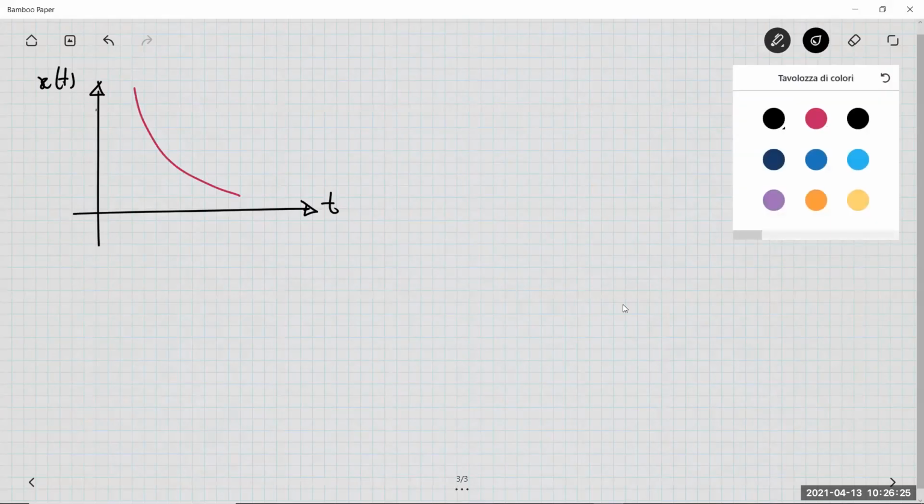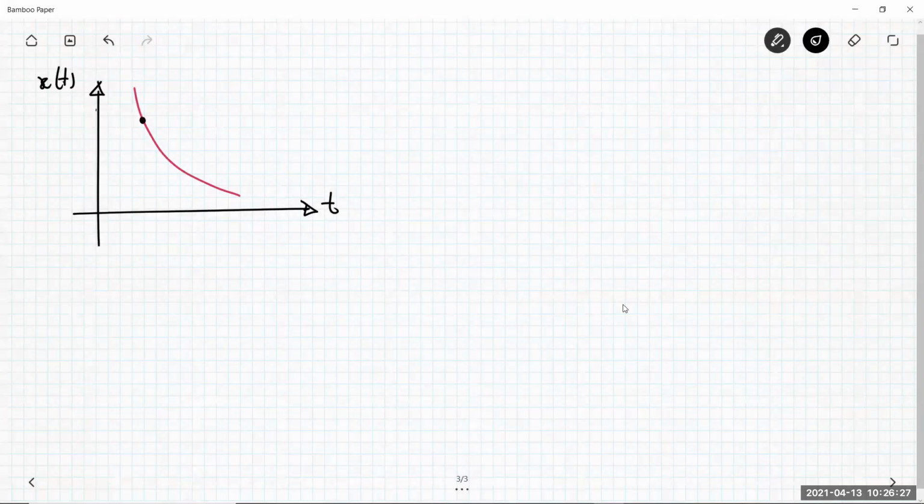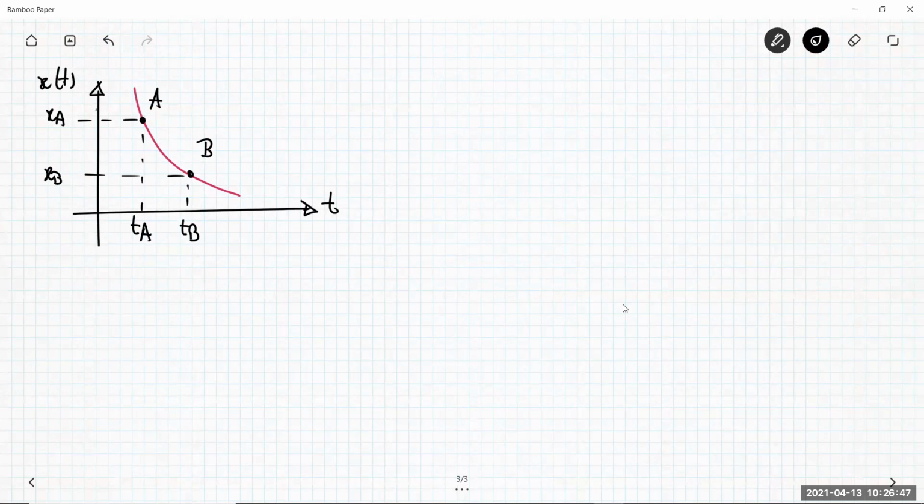So I have 2 points. This point is called A, this is the B point, to which correspond the values xa, xb, and the time instants ta and tb. Okay, so a descending, decreasing exponential function. This is the x function.